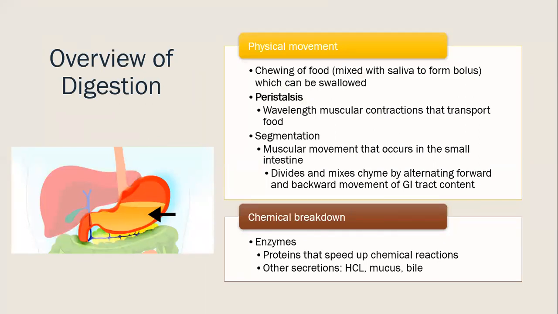In terms of a broad overview, we see two different types of movement or digestion. We have physical movement, and that involves the chewing of food, and also peristalsis, which are the wave-like contractions or muscular contractions that push food along. We have segmentation, which are the muscular movements that occur in the small intestine pushing food along. And this also helps to divide and mix chyme within the food. And then we have the chemical breakdown, which is more an enzymatic process where we see proteins that speed up chemical reactions, enzymes, and other secretions like hydrochloric acid, mucus, and bile help to break down what we've taken in.